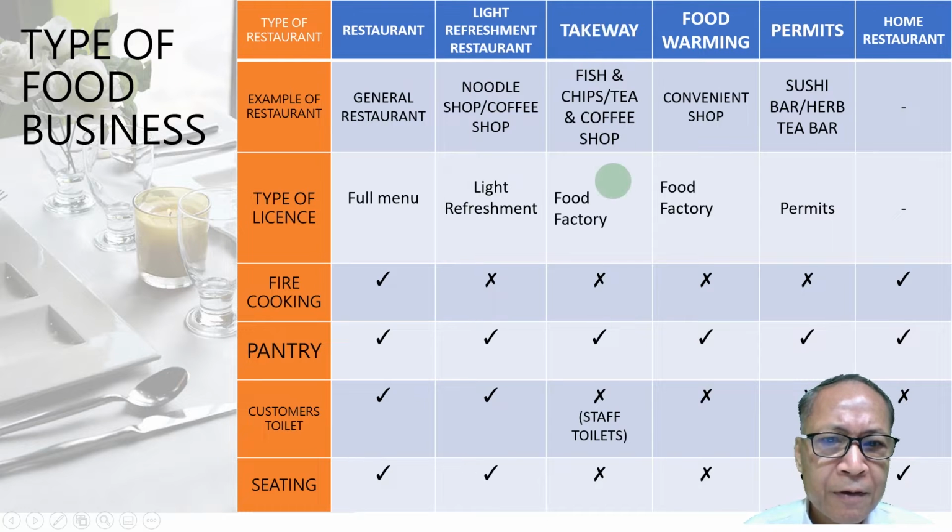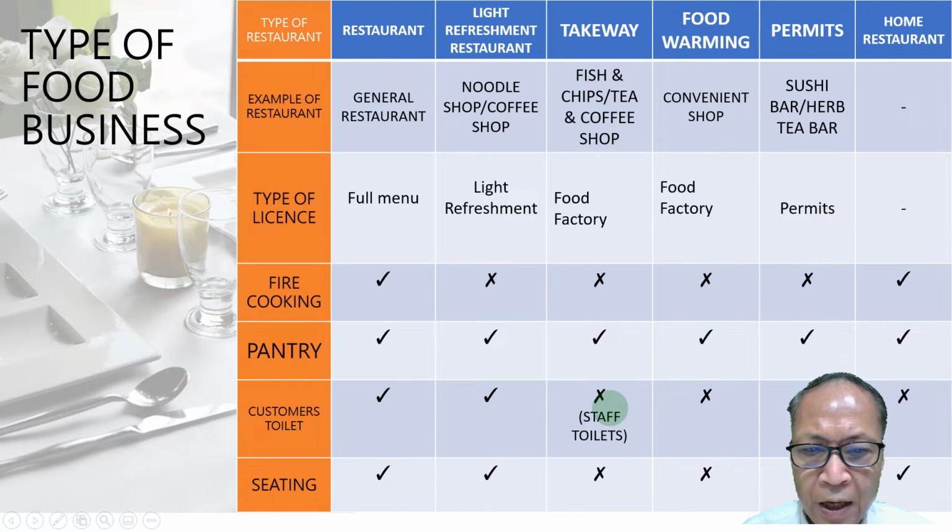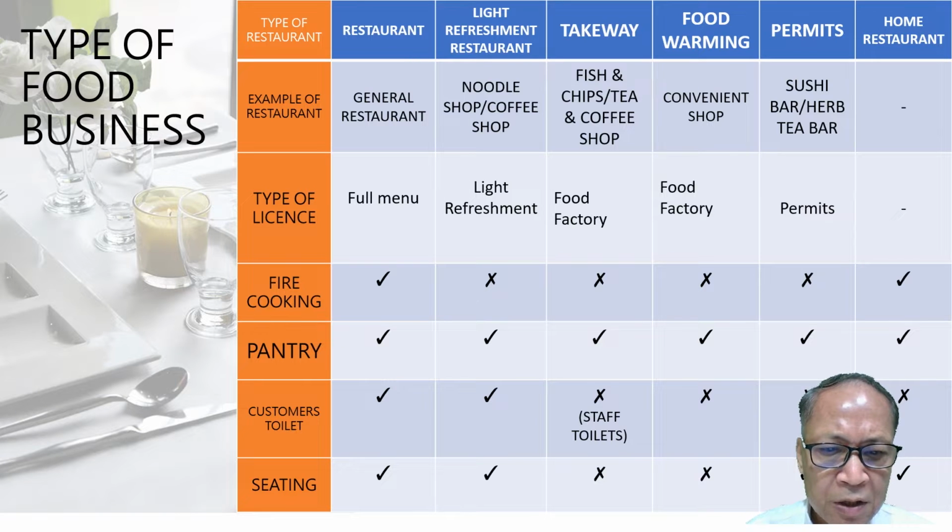For the takeaway, that is no sitting, you require a food factory license, like a fish and chip shop, takeaway tea and coffee shop. And because there's no kitchen, then the open fire cooking is not allowed, and there's no toilets required. But maybe there's one staff toilet. There's no sitting, of course.